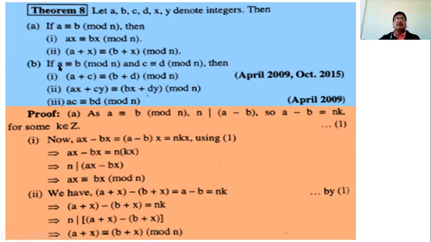This is important as far as the exam is concerned. If a is congruent to b modulo n and c is congruent to d modulo n, this is given, what do I have to show? a + c is congruent to b + d, and the second one and the third one. So the first one and the third one are important. So what is given? First, write the meaning of given.